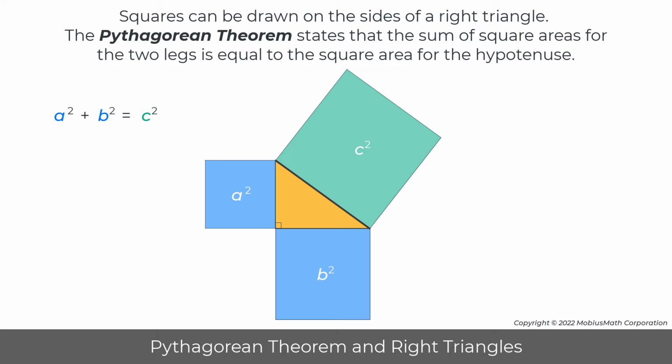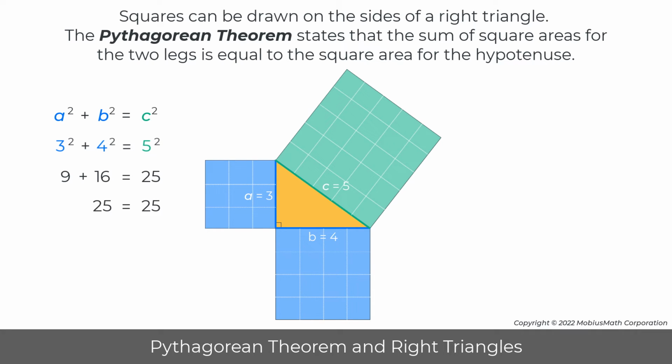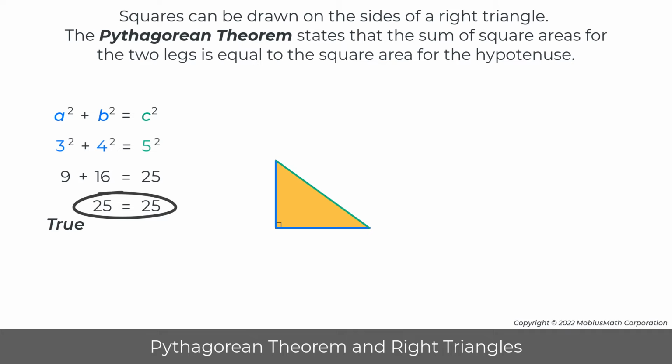the hypotenuse. For this right triangle, the length of a is 3, the length of b is 4, and the length of c is 5. Notice that these side lengths satisfy the Pythagorean theorem. This means that a triangle with side lengths of 3, 4, and 5 form a right triangle.